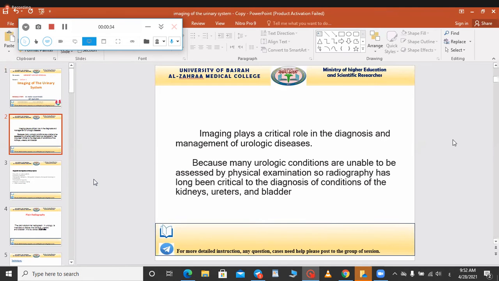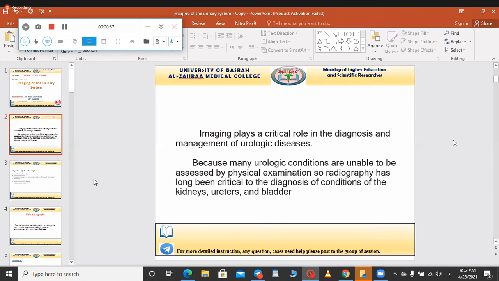الحقيقة يعني حتى أكثر من باقي الاختصاصات. Why? Because many urologic conditions are unable to be assessed by physical examination alone. Whatever you do in physical examination, you might not reach the final diagnosis without the use of radiography. So radiology has long been critical to the diagnosis of conditions related to the kidney, ureter, and the bladder.